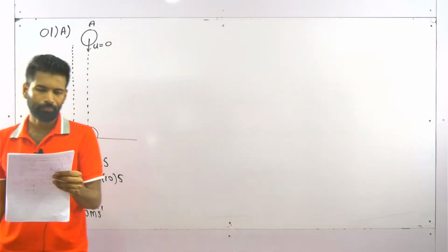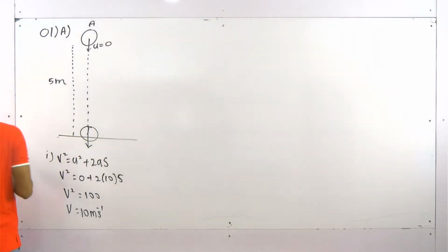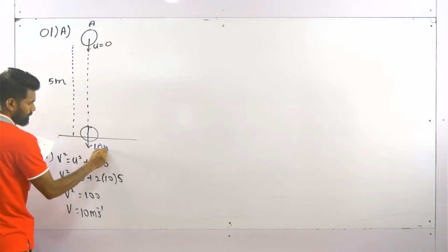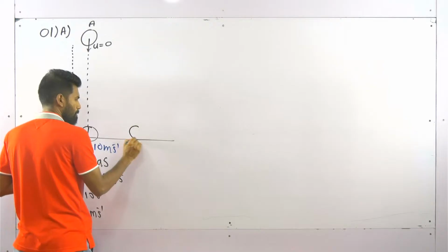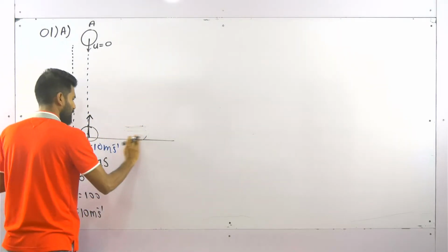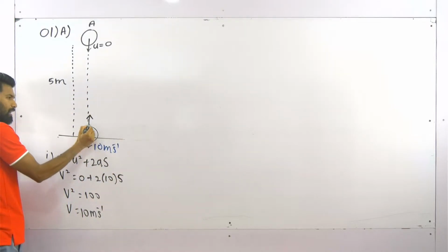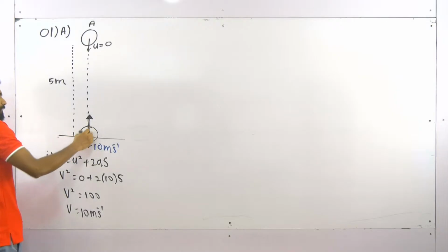Okay. And then the velocity that A bounces back. After hitting the ground with a velocity of 10 meters per second, it will bounce back. I will draw the next step here. It's moving up in the same line. When it hits the ground, it will move back in the same line, but some of its kinetic energy will be absorbed by the ground.